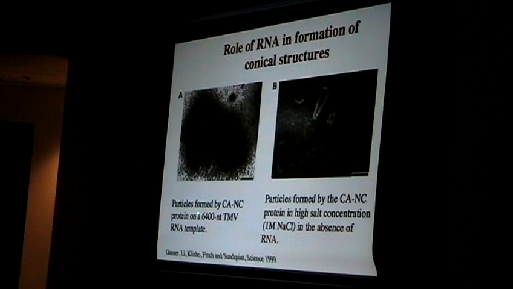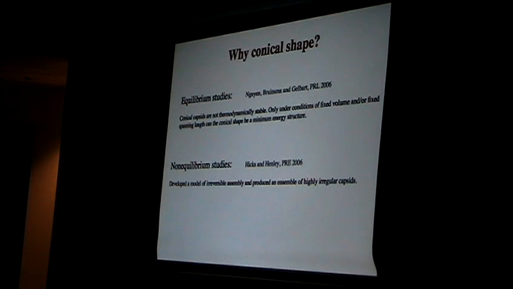To see if the presence of RNA is necessary, they repeated their experiments at very high salt concentration in the absence of RNA. And again, they saw a combination of cones and cylinders form. So their conclusion was that the RNA genome template is not necessary for the formation of conical structures. As I said, this problem has attracted the attention of physicists for a long time.